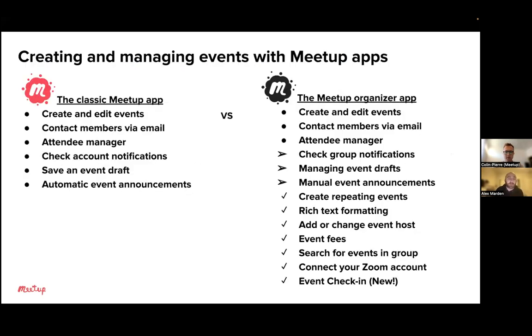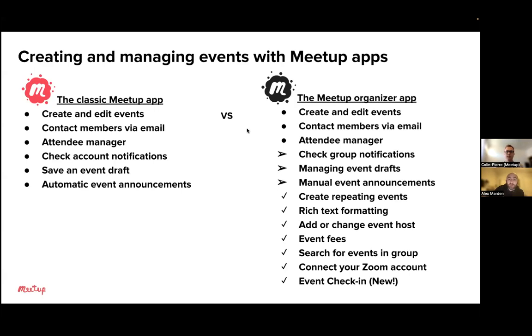Here's just a quick breakdown of the previous version of the Meetup app, we're starting to call it the classic Meetup app now, versus the new Meetup Organizer app. With the original app, as you're no doubt aware, you could create and edit events. You could contact your members via email. You could manage your attendees. You could check notifications for your entire account, save one event draft, and anytime you published an event, it was automatically announced to all of your members.